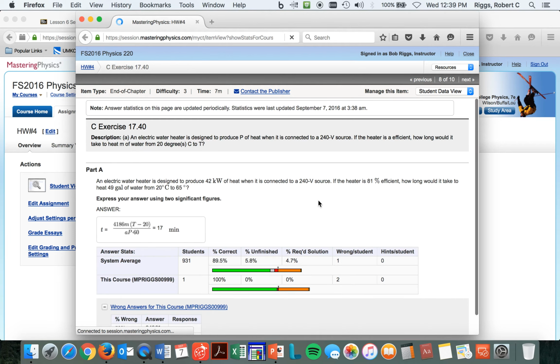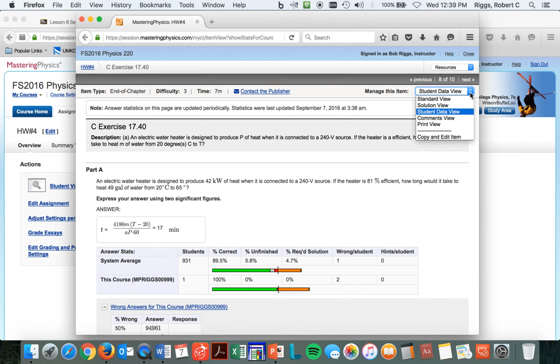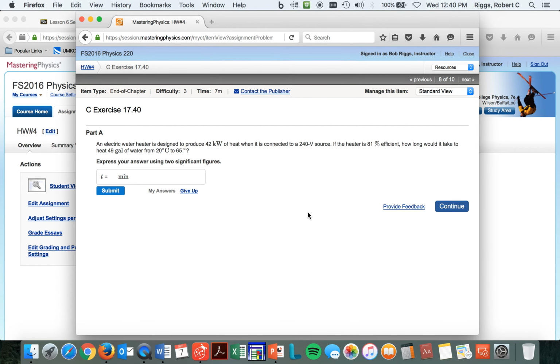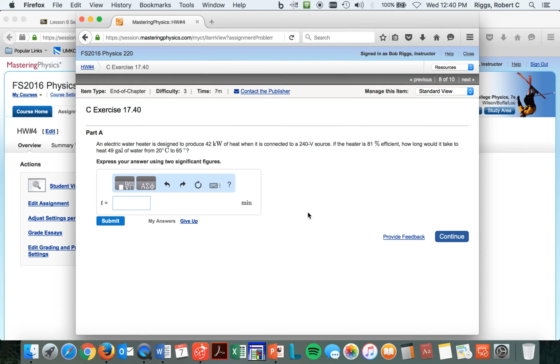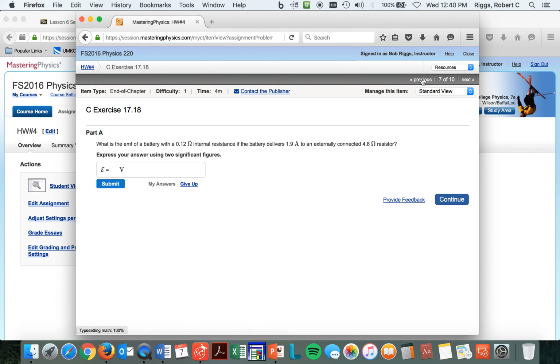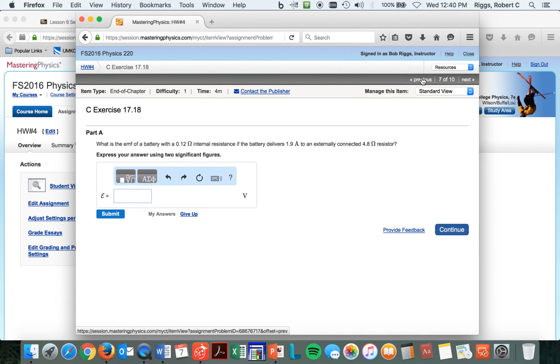Difficulty 3, 7 minutes. Standard view. Don't want that solution view. Get that solution view out of here. You're making me mad. Okay, an electric water heater. No, this is again with power. We'll take a look at that probably in class. Well, that was dumb. I didn't give you one of those problems.